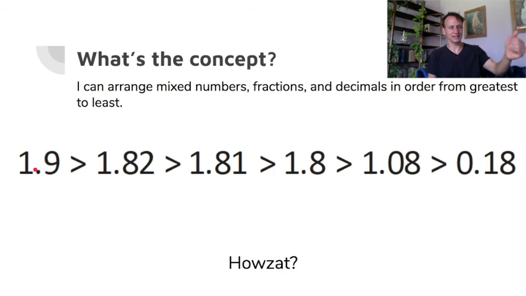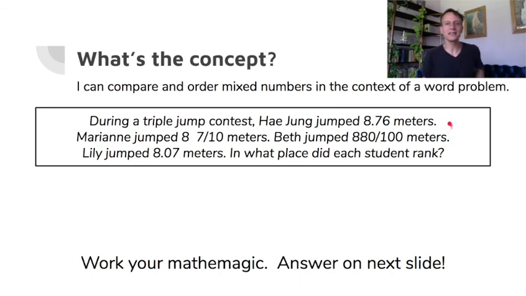1 and 9 tenths is greater than 1 and 82 hundredths, which is greater than 1 and 81 hundredths, which is greater than 1 and 8 tenths, which is greater than 1 and 8 hundredths, which is greater than 18 hundredths. Well, how's that for you? That's as hard as it gets right there. That's the doobie. So now on this one, we just did the hardest one, and we're just going to apply what we've learned to a word problem.